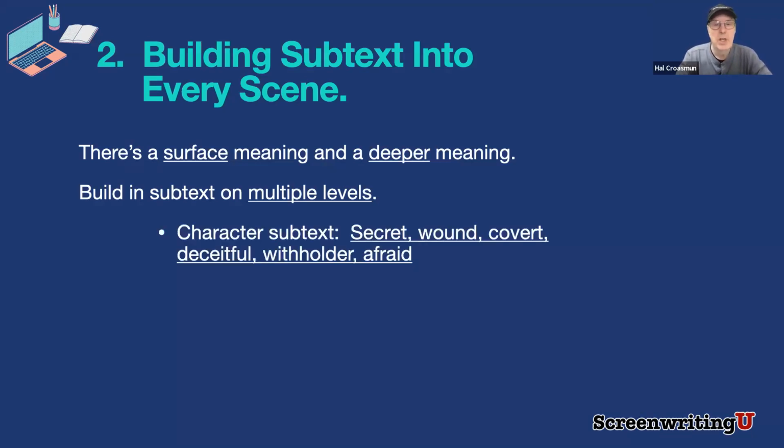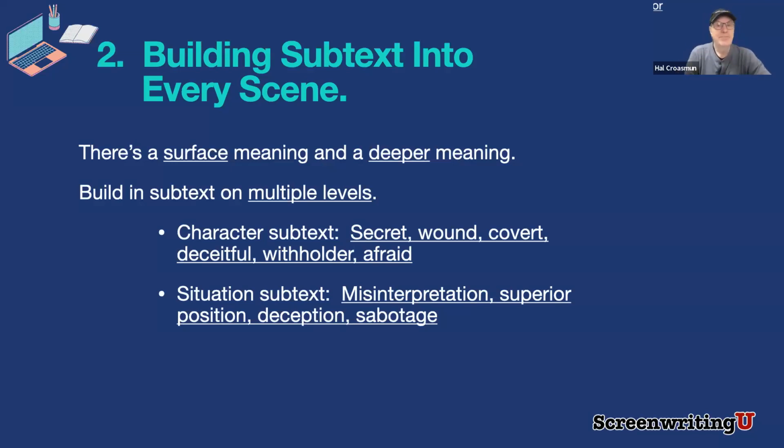Let me just give you some ideas. One way is with character subtext. They've got a secret, a wound. They're doing something covert. They're deceitful. They're withholding. They're afraid. Could be any of those kinds of things. And by the way, subtext doesn't have to be a bad thing. It doesn't have to be somebody lying or stealing. You could have a character whose whole subtext is that they're afraid to tell the truth to their boss because that boss doesn't have a thick skin and can't listen to any kind of criticism. Could be that kind of thing.